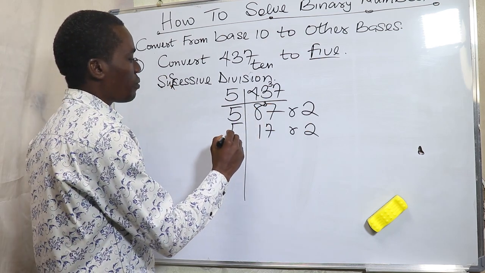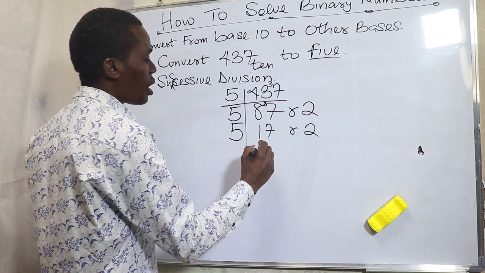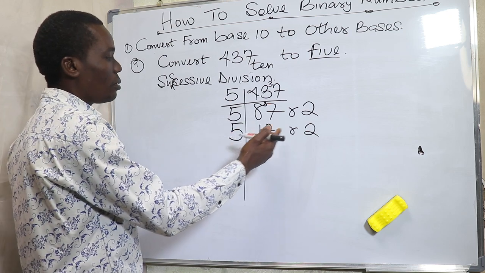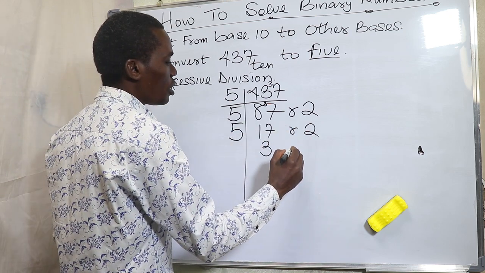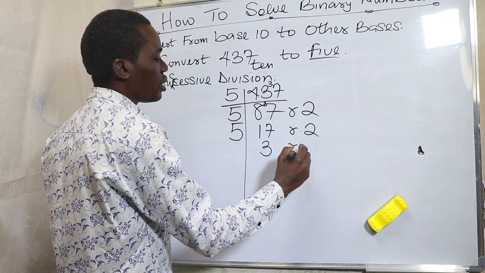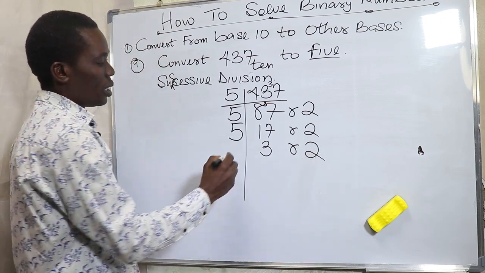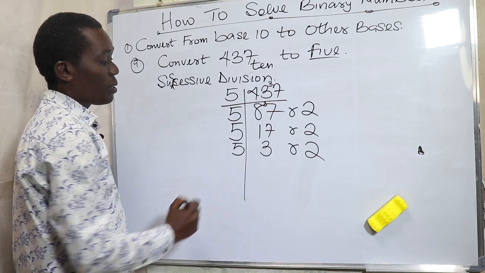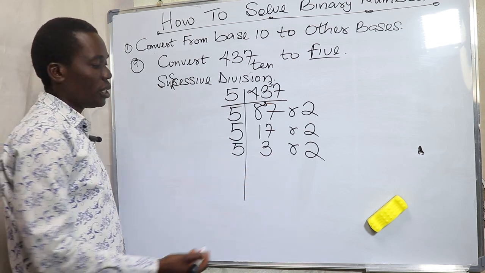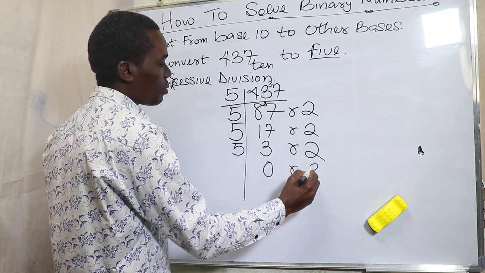So we'll go again with 5. Now 3 divided by 5, you know it's not possible because we can't have 5 in 3, and that will give us 0, and the remainder will just be 3.